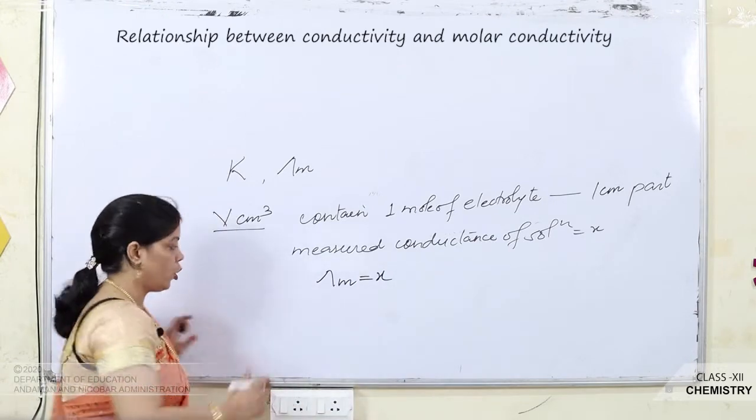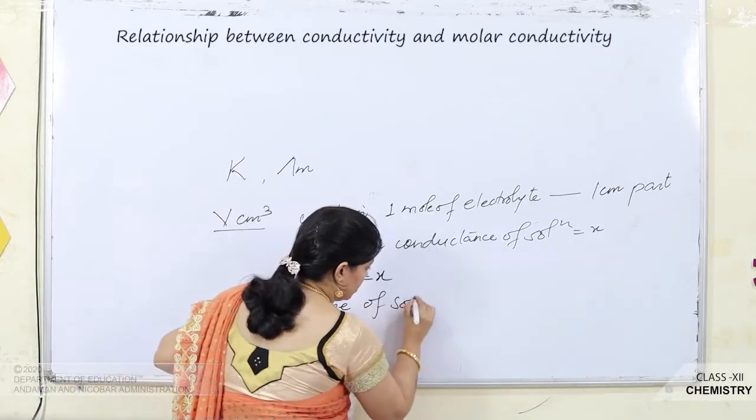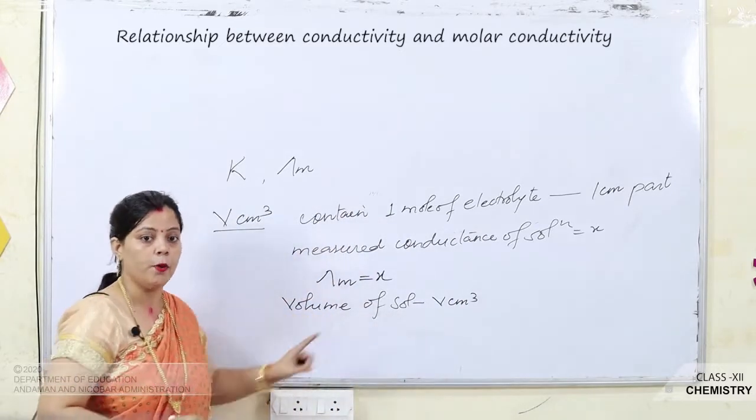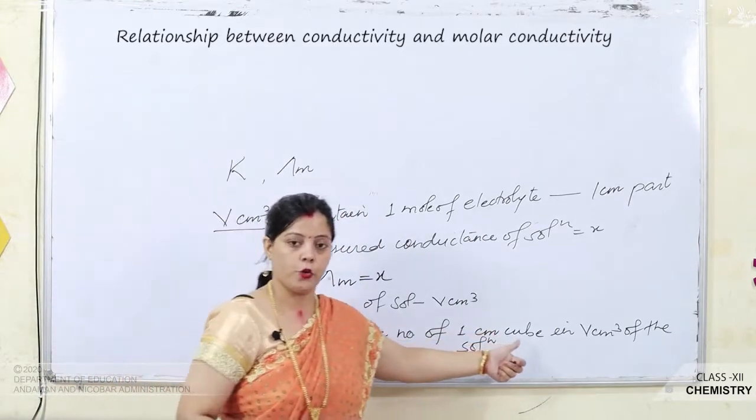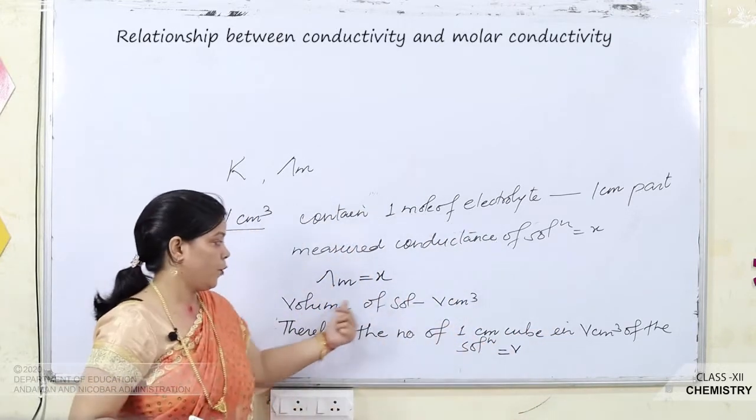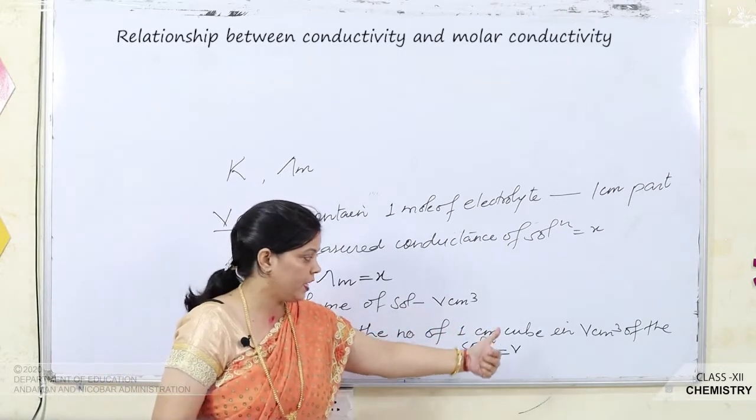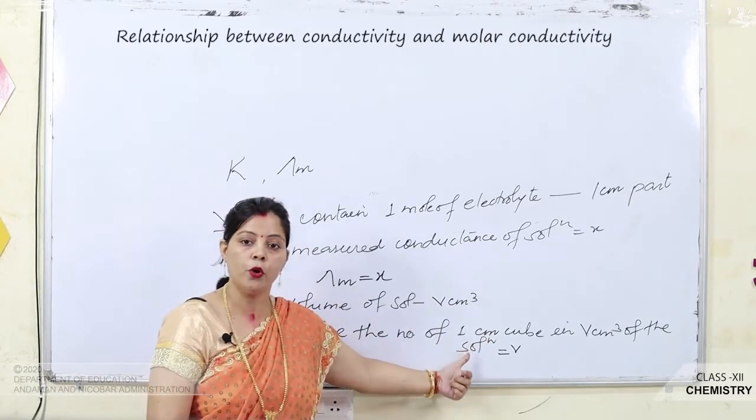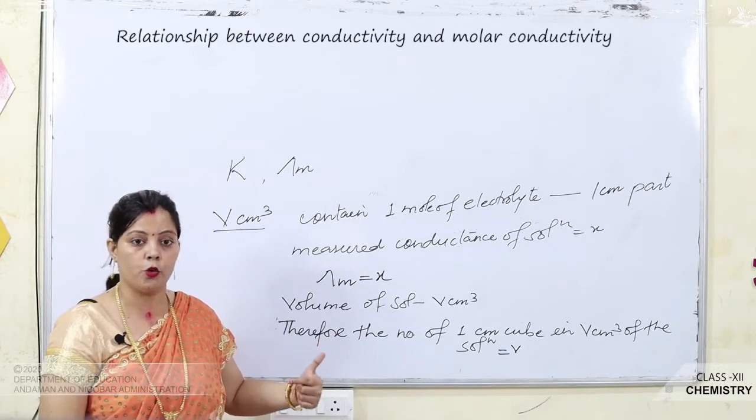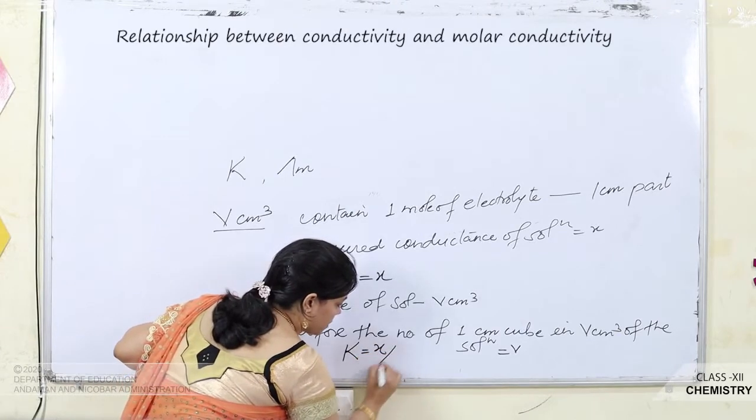So students, the volume of the solution is V centimeter cube. Therefore, the number of 1 centimeter cube in V centimeter cube volume of the solution is equal to V. Next, the conductance of 1 centimeter cube of the solution, that is the conductivity, is given by the relation: conductivity is equal to X by V.